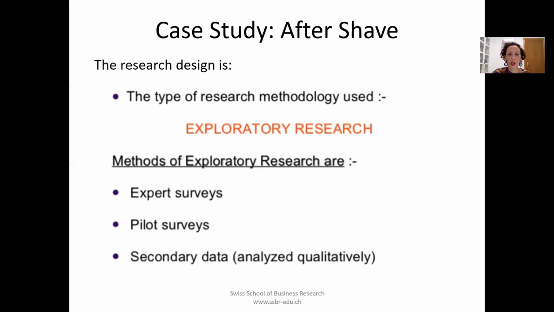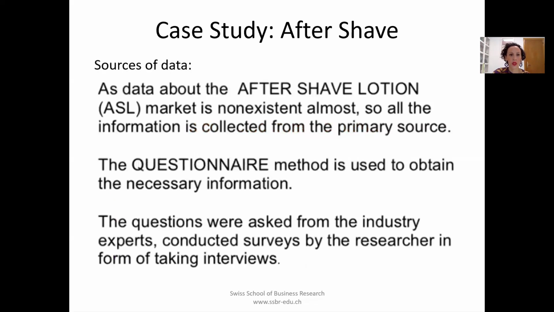The type of research methodology that will be used is exploratory research. And this will be done via 3 different types of exploratory research. There will be expert surveys, number 1. There will be pilot surveys, number 2. And there will be secondary data sourced from secondary sources, not what I've done for my specific research, but something that has been done for another research question. And we will analyze that qualitatively. We're not going to use statistics in this specific research.